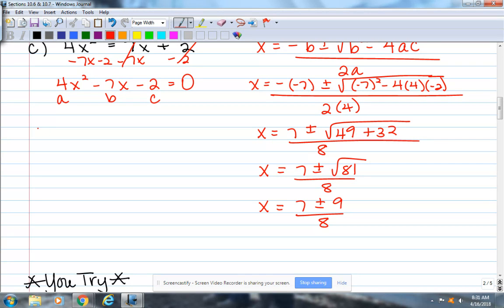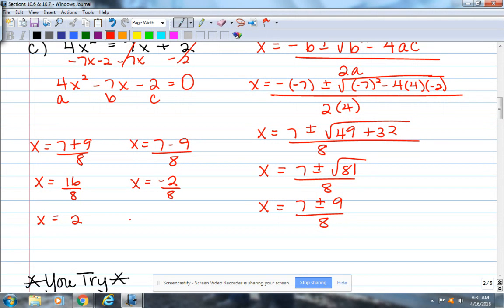So then we break it into two problems. x equals 7 plus 9 divided by 8, and x equals 7 minus 9 divided by 8. What is 7 plus 9, y'all? What's 16 divided by 8? x equals 2. What is 7 minus 9? Negative 2 eighths reduces to what? Negative 1/4. So positive 2 and negative 1/4. And you could graph that on your calculator, and it should be crossing the x-axis at those two locations.